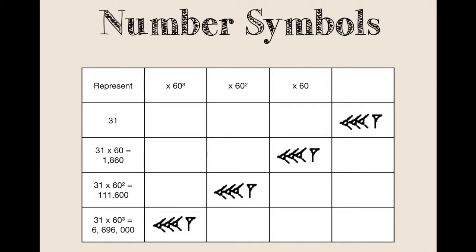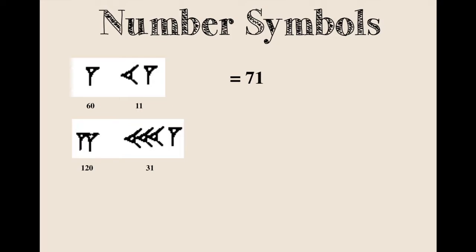Now I will show you some examples of numbers using this base 60 system. Here you can see that this little triangle with a rod represents 60 because it's put beside the number 11. So 60 plus 11 would be 71. Therefore, this represents 71. Then over here, you have two triangles with rods, which would represent 120 because it's 60 times 2. And then here we have just 31. So this would equal 151.